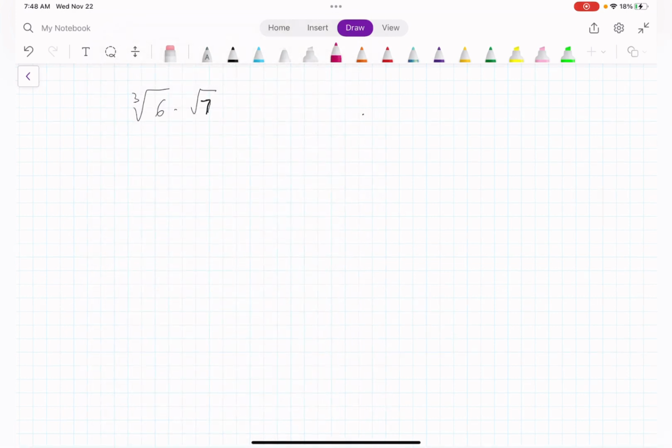We need to know that square root a times square root b is equal to square root ab. So you can bring both terms under the umbrella of one radical, which means here, since nothing comes out, the cubic radical doesn't have anything from 6, same thing about 7, so it's the cubic radical of 6 times 7, 42.